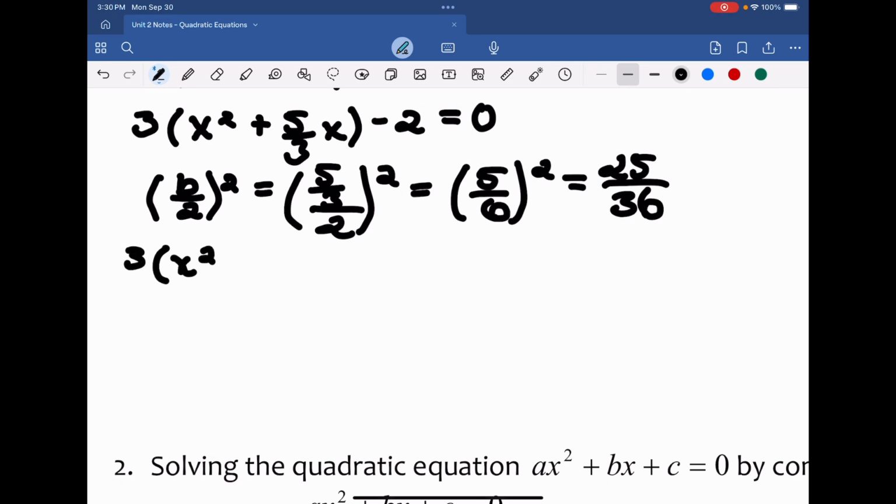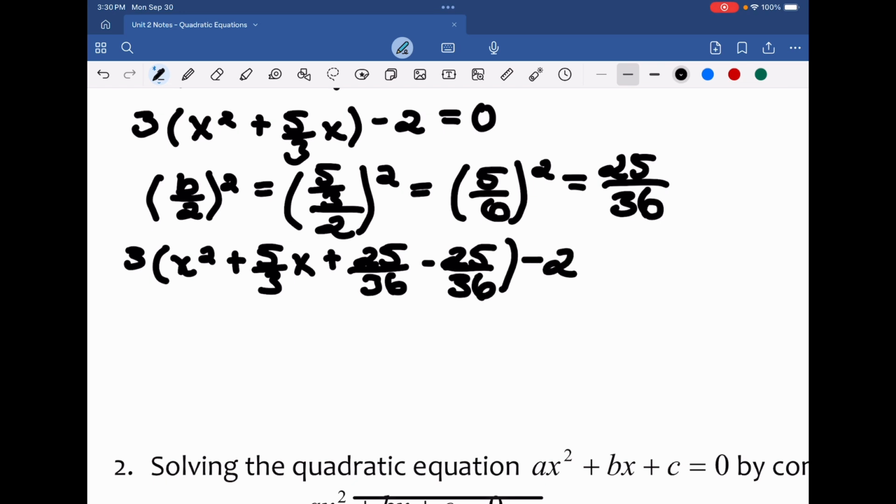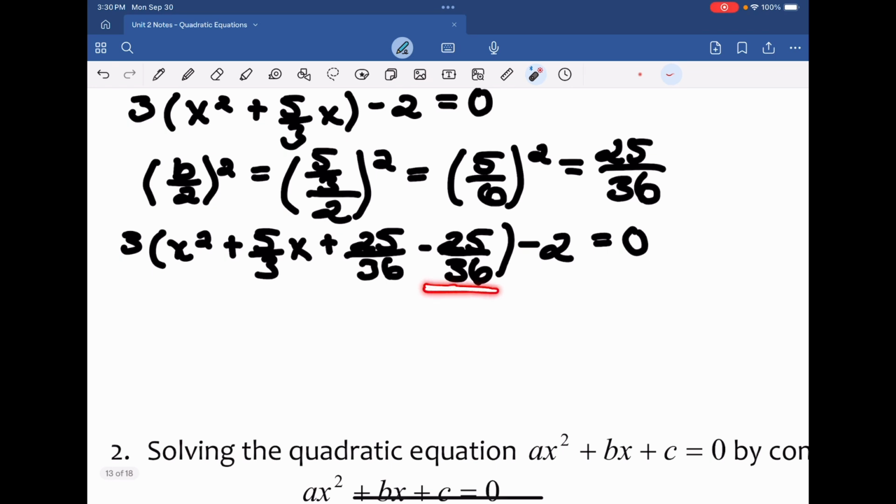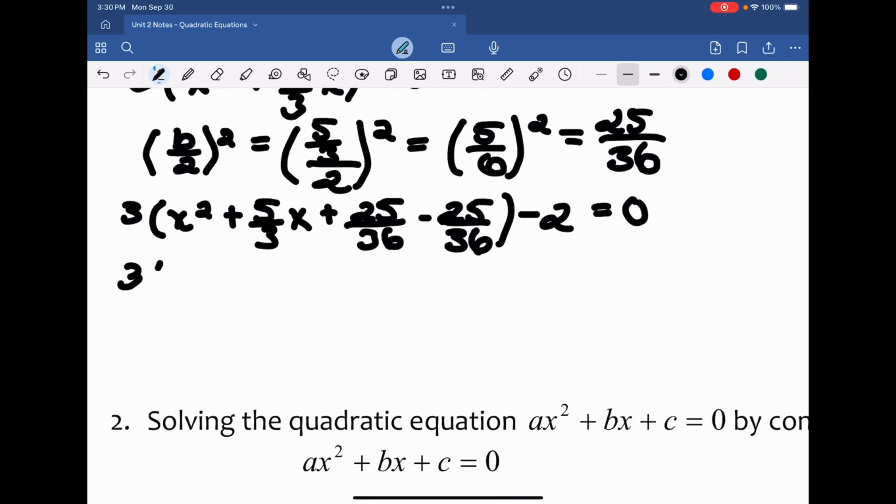So it's going to be 3x squared plus 5 over 3x plus 25 over 36 minus 25 over 36, and then close the bracket, minus 2 equals 0. Now we know if we want to remove this negative term, we must multiply it by the coefficient because it's attached to this 3. So we're going to rewrite this as 3 bracket x squared plus 5 over 3x plus 25 over 36, and then close the bracket.